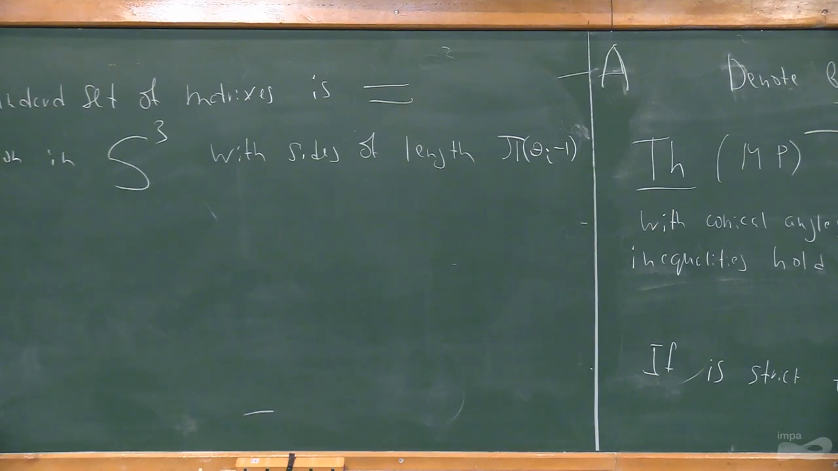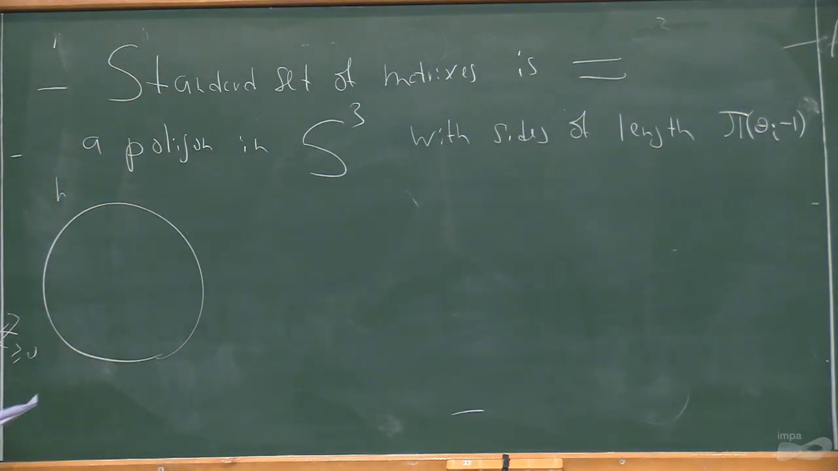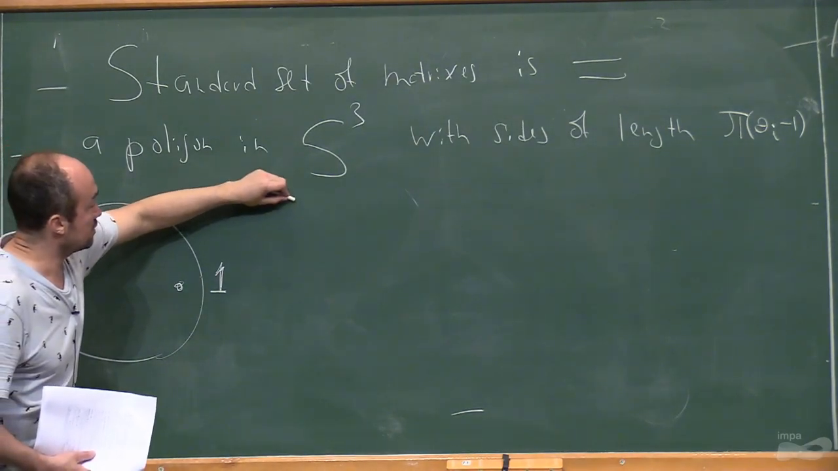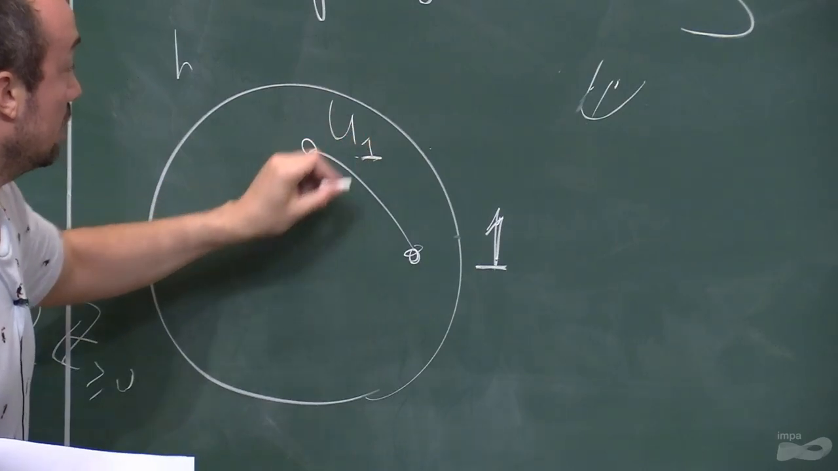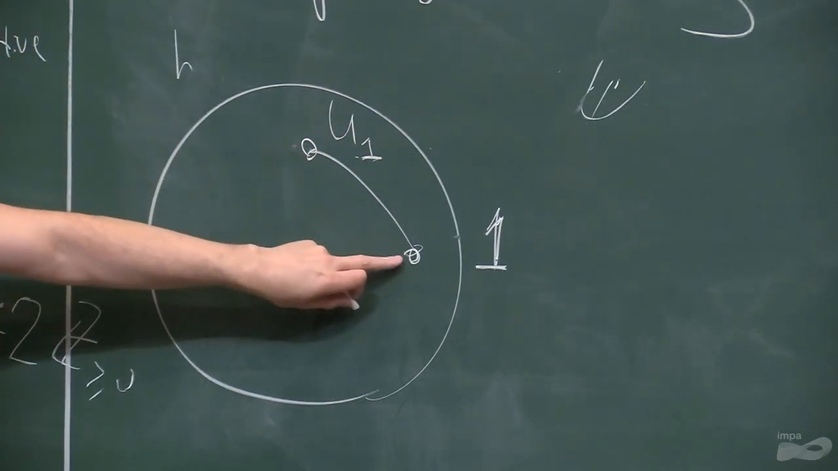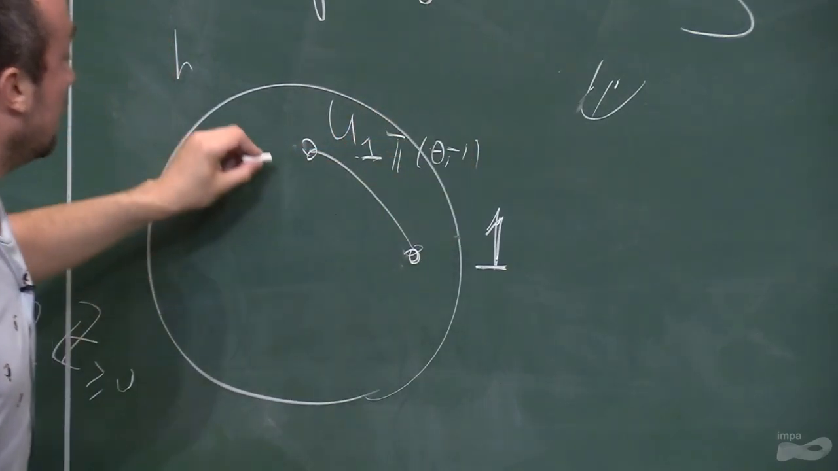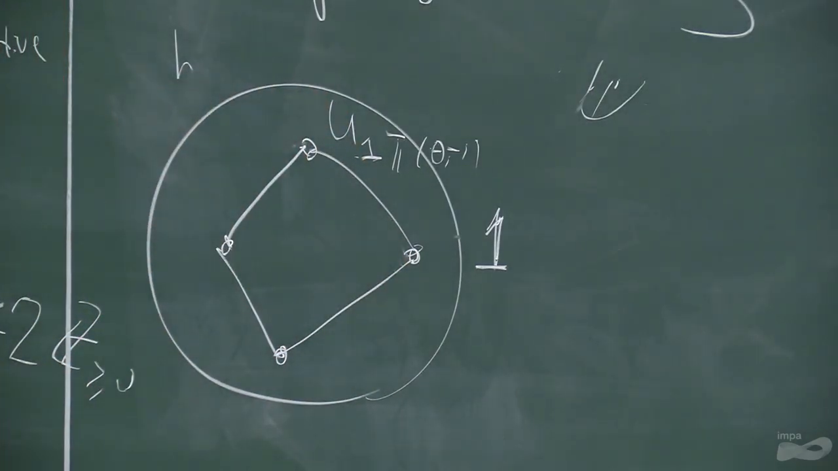Okay. So why is it so? It is just for the following reason. When you have a set of matrices with these eigenvalues, what you do is take your 1 inside of your sphere. It belongs to S3. Now you multiply 1 by U1, and you get a geodesic of length pi times theta 1 minus 1, et cetera. Like you multiply, and you get a polygon. And it should close up, because the product of matrices is equal to 1.